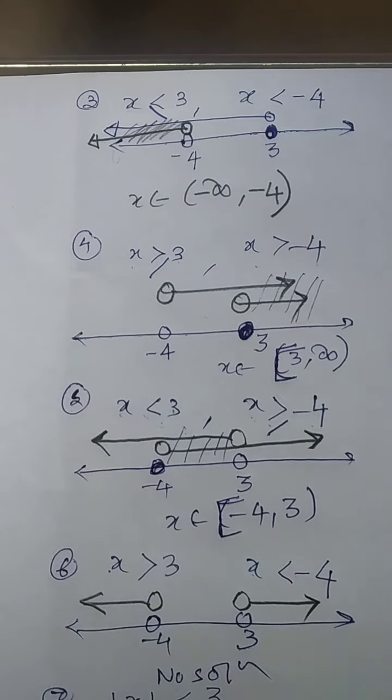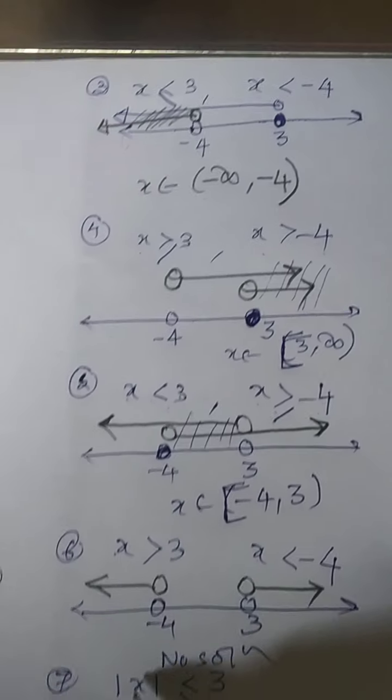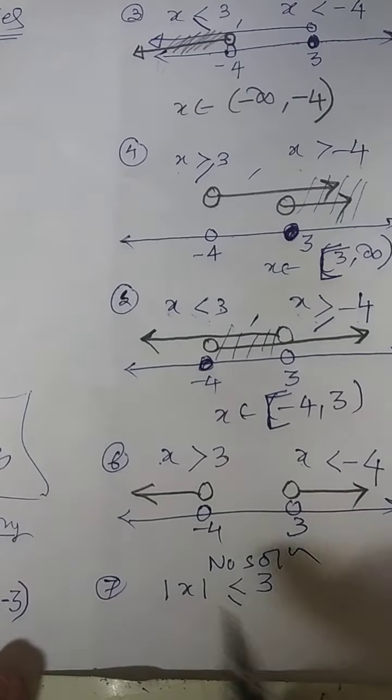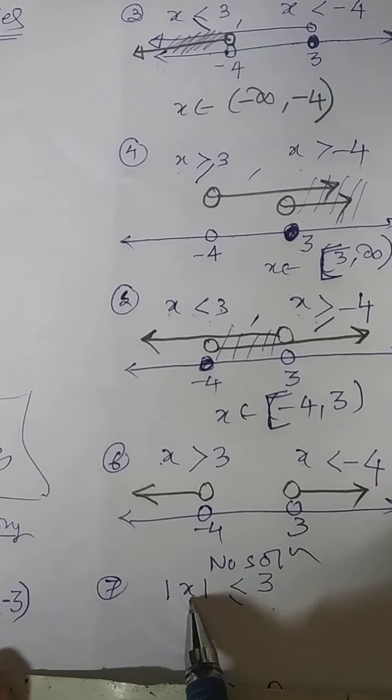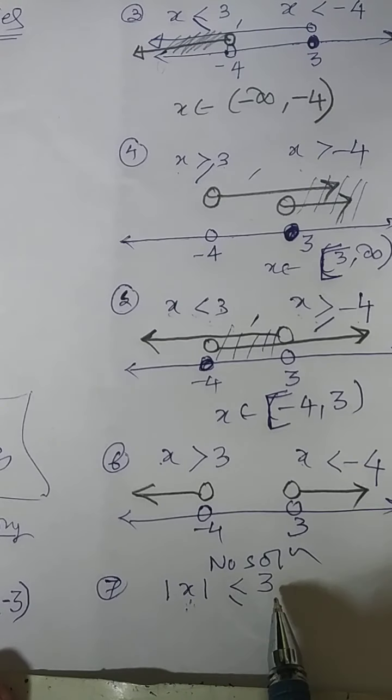Okay. Now let me explain two more questions. What are the numbers which you can replace? Can I write here 0? Satisfying? Yes. Let's look at this one. Mod of x is less than or equal to 3. 0 is possible? Yes. 1 I can write? Yes. 2 I can write? Yes. 3 I can write? Yes. 4? No, because 4 will be greater.